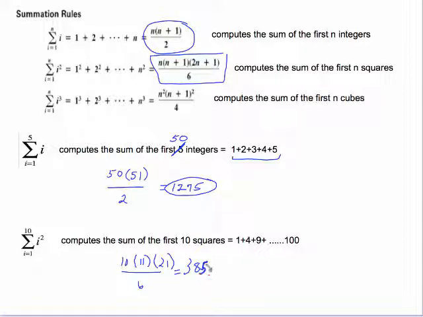So that's what these are. These are shortcut formulas for computing certain sums. They're only good for these particular things: the sum of the first n integers, the sum of the first n squares, or the sum of the first n cubed. Some of the other sums that we've done already, you've got to either do by hand, or in another section we'll do some formulas for arithmetic or geometric series.